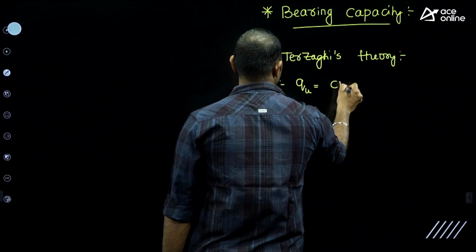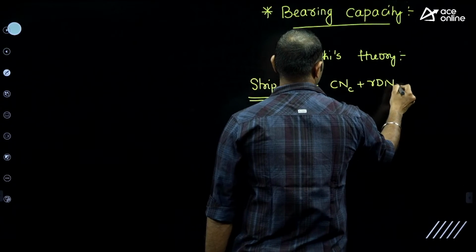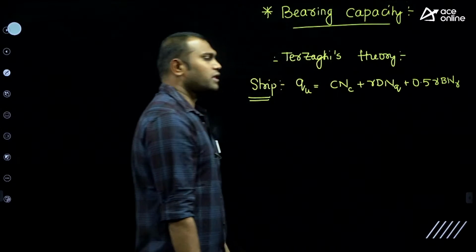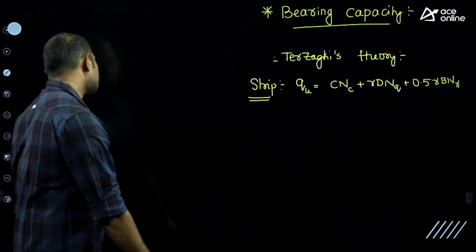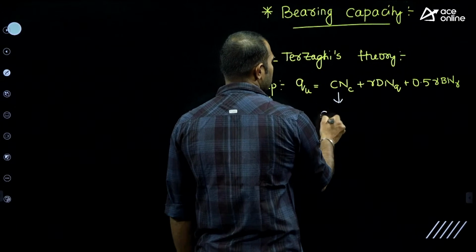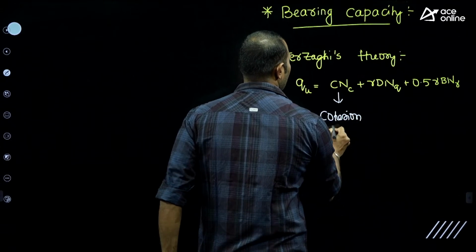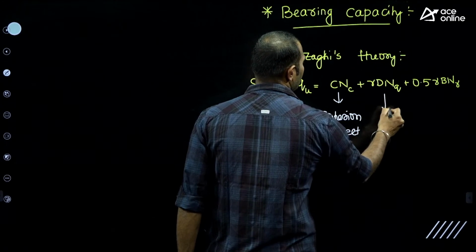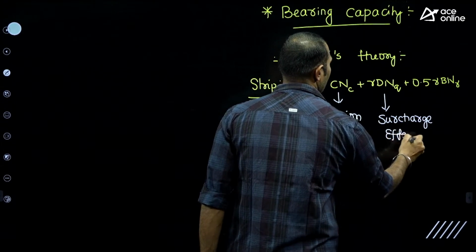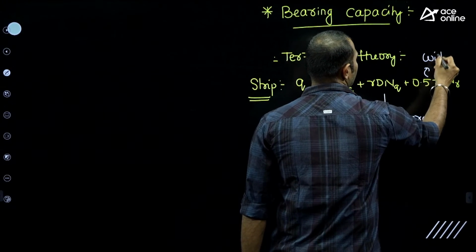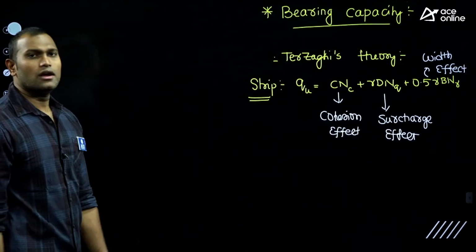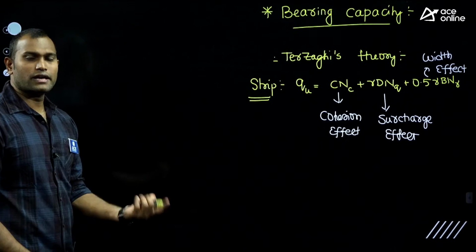Qu is equal to cNc plus gamma D Nq plus 0.5 gamma B N gamma. That is for the strip footing. And cNc is nothing but the cohesion effect, this we call a cohesion effect. And what about this gamma D Nq? This we call a surcharge effect. And this one we call a width effect, right? So in the case of Terzaghi's theory, Qu has the cohesion effect, surcharge effect, and width effect.